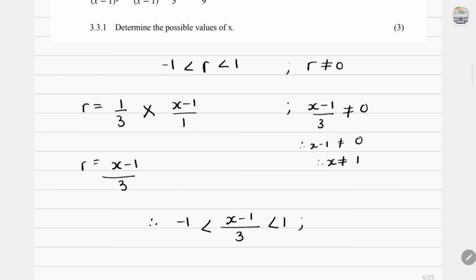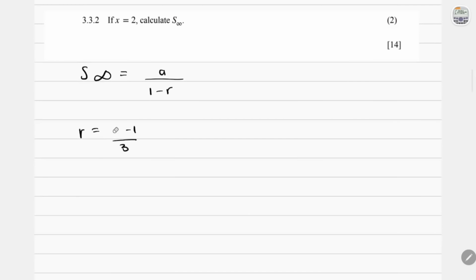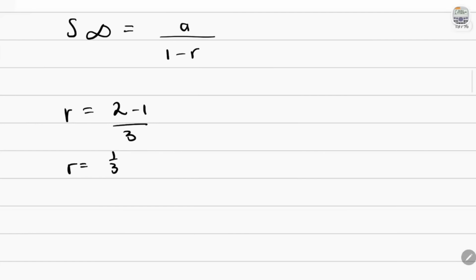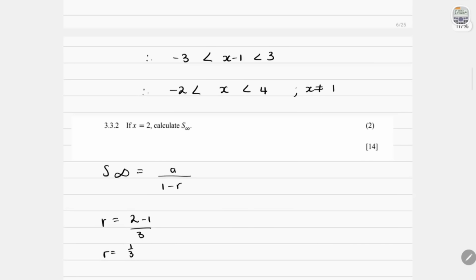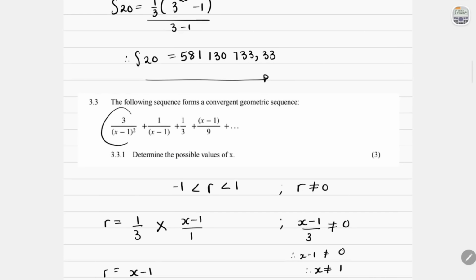So we have r, it's x minus 1 over 3. Let's just put that down. So r is equal to x minus 1 over 3. Since x is equal to 2, this is 2 minus 1 over 3. So 2 minus 1 is 1 and r is equal to a third. Makes sense. That's why it converges. And then we need to find a. So a, this first term, is 3 over x minus 1 all squared.